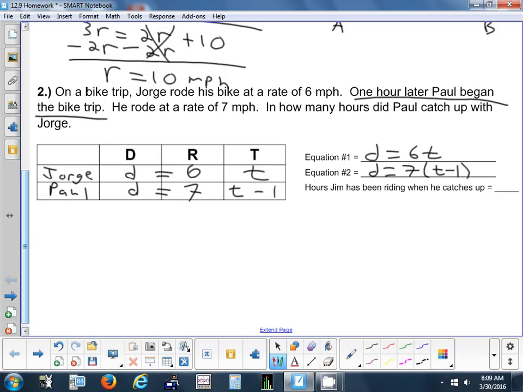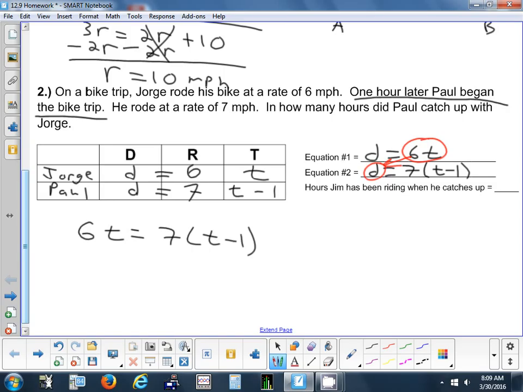Okay, top equation says d equals 6t. Do I have a d in the bottom? All right, sorry, do I have a d in equation 2? Yep. So you're going to fill in what d equals in equation 2. Okay, and then we solve it. So 6t equals 7 times t minus 1.